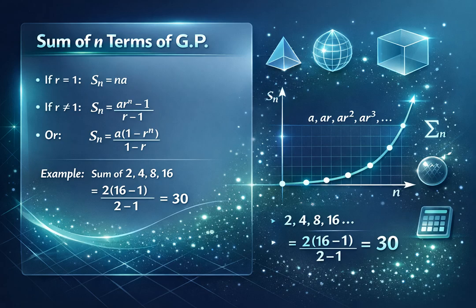If r is not 1, then Sn equals a times (r^n minus 1) over (r minus 1). An alternative form is Sn equals a times (1 minus r^n) over (1 minus r). For 2, 4, 8, 16, the sum is 2 times (2^4 minus 1) over (2 minus 1) equals 30.